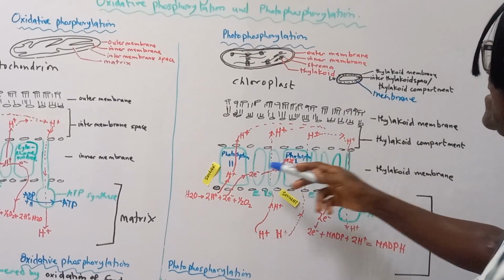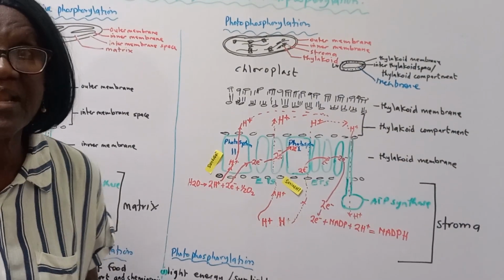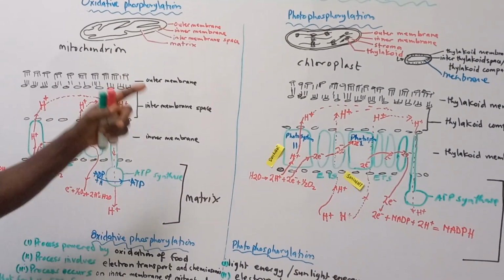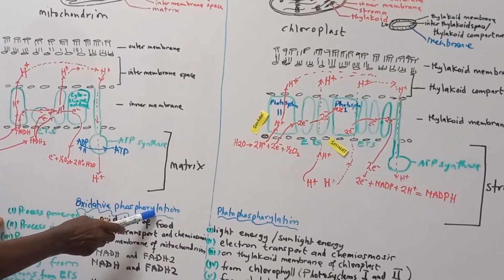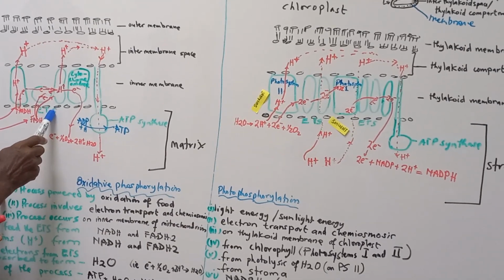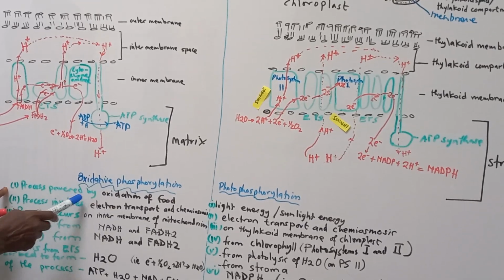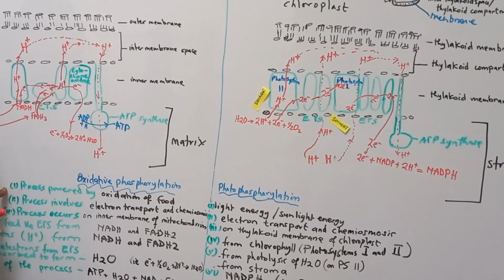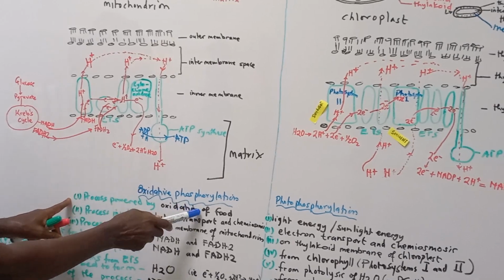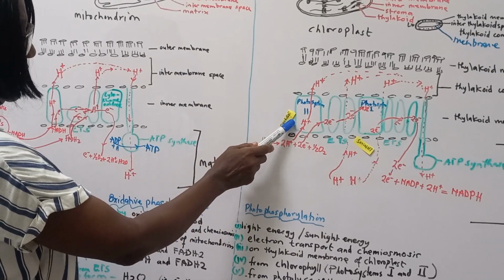So for these processes, oxidative phosphorylation and photophosphorylation, there are similarities in the two and there are differences. So this day we are comparing the two. Oxidative phosphorylation is here, photophosphorylation is here. Remember, the ETS is the electron transport system. Good. Now, the process of this is powered by oxidation of food. You see, food is broken down, NADH and FADH2 are formed. So the process is powered by oxidation of food, while here the process is powered by sunlight energy.